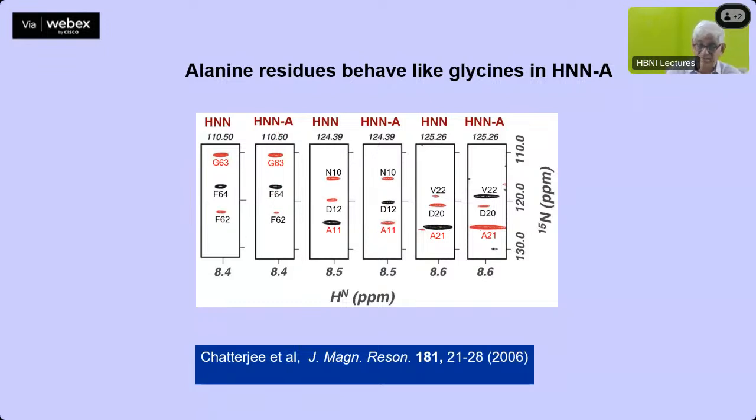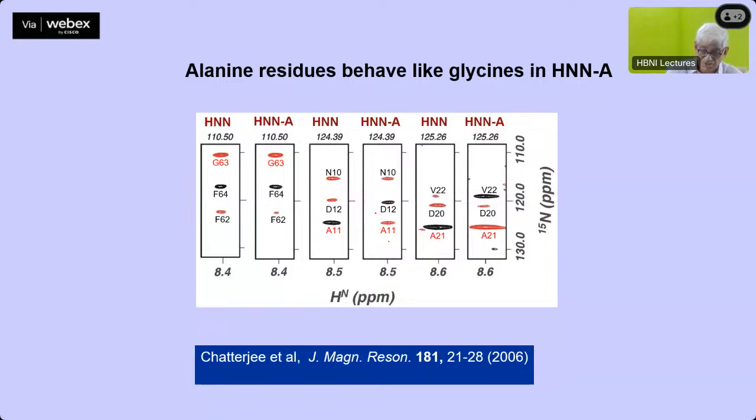But where there is an alanine, here is an alanine. A11 is alanine. Now you see in this HNNA, A11 is appearing negative. In the normal HNN, A11 appears positive, and the two sequential peaks, 12 and 10, appear negative. But in HNNA alanine becomes like a glycine. Therefore, this will appear negative, and the sequential to that appears positive.